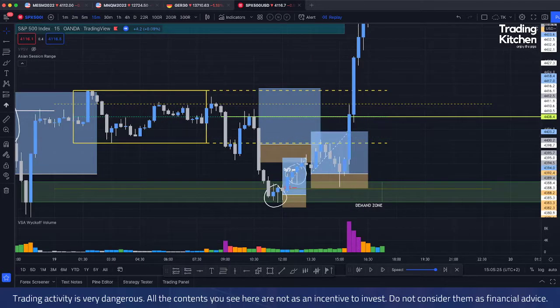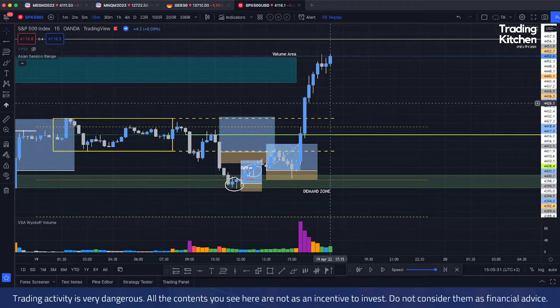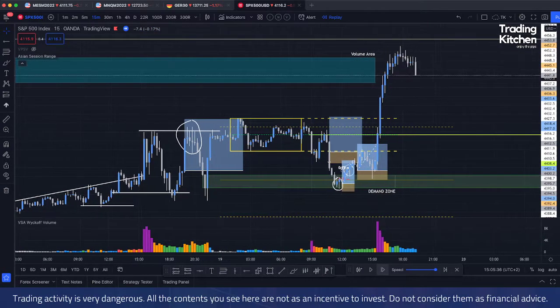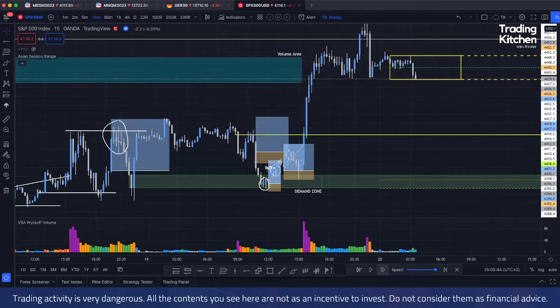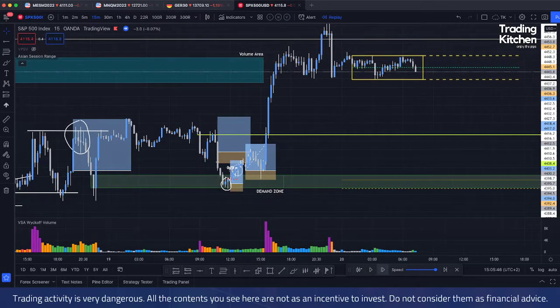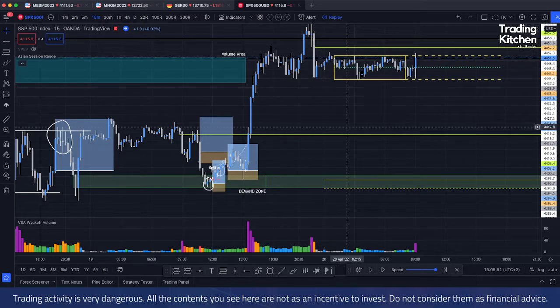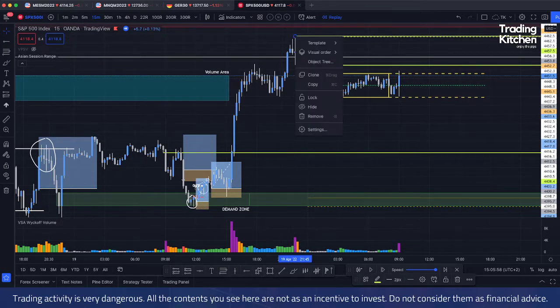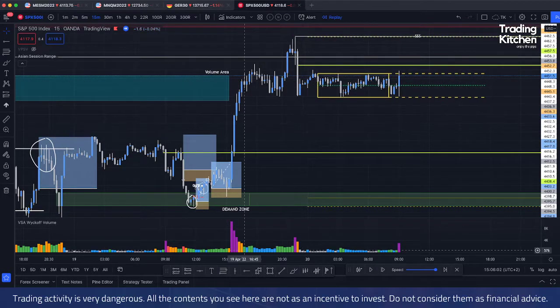So price reached our volume area. We are at the 19th of April, and let's see what it's going to do right now. We are late in the evening, so it's better to wait for another day. So we have inefficiency here. We have a strong liquidity zone here, which is also the high of the previous day.